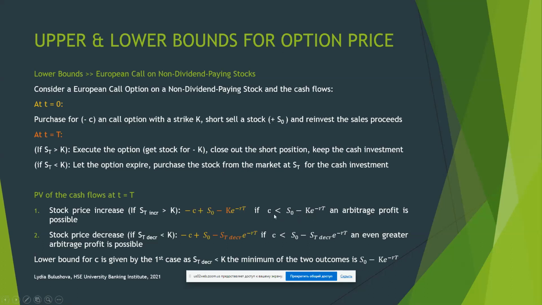So the premium is less than this combination. So the one who makes this will just give money to the one who purchases the option. But in fact, market participants don't like to give money. And this is why we can say that this amount of money cannot be greater than the premium that is paid for the call option.